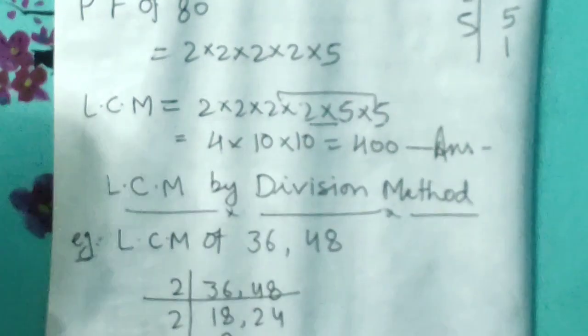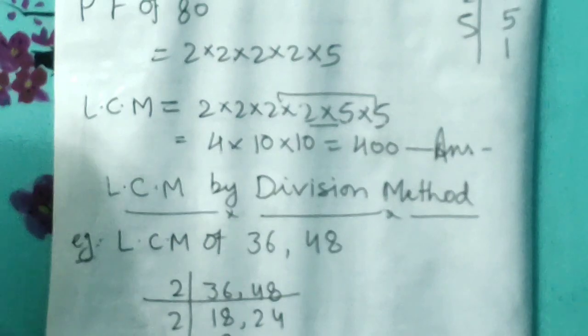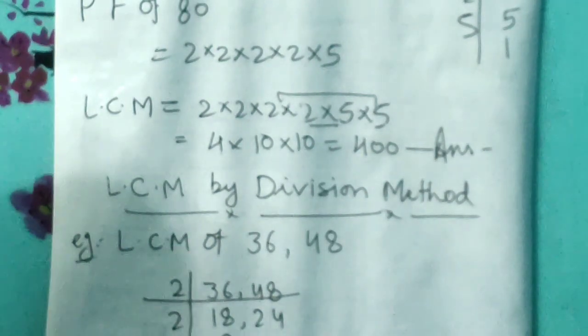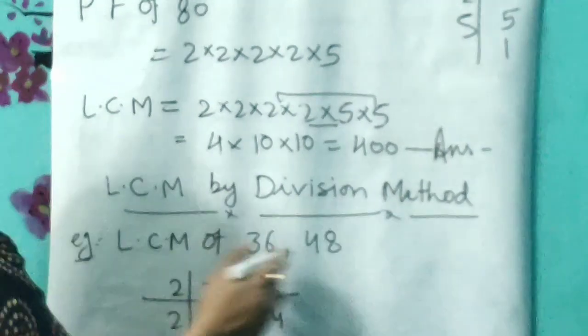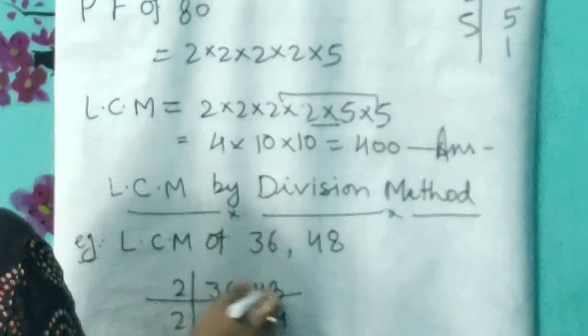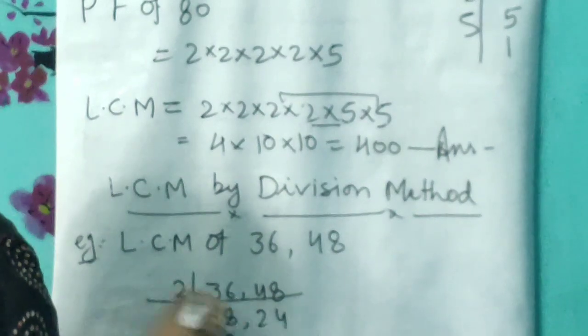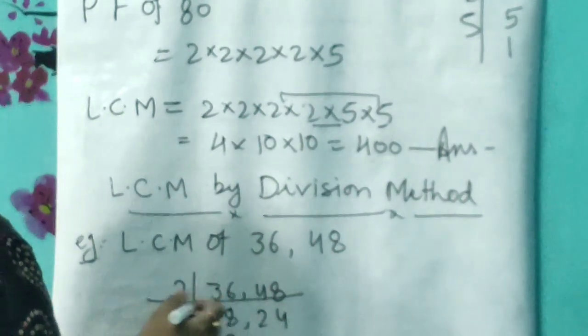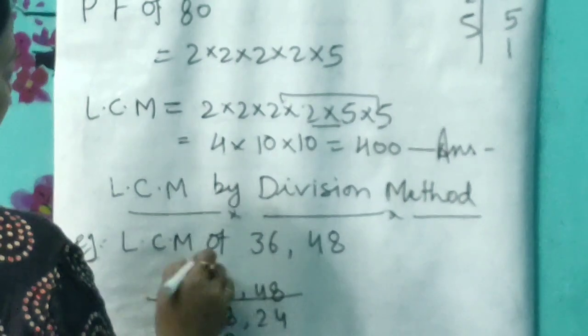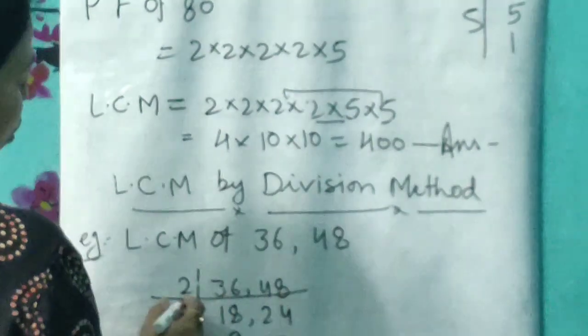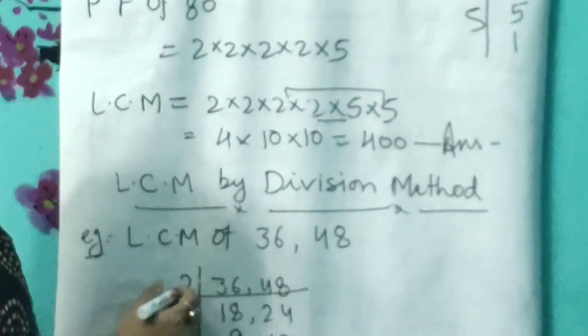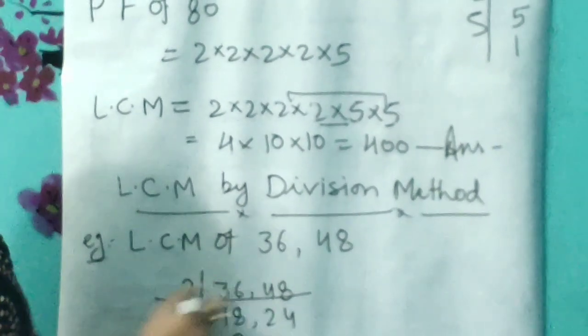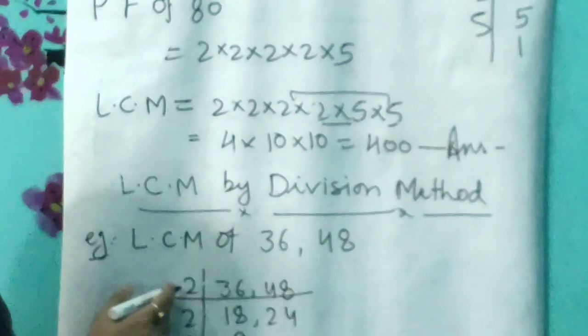Now the next method by which we can find the LCM is the LCM by division method. The prime factor method is over. Now next is the division method. To find the LCM by division method, we will take both the numbers together and divide them. Here you see 36 and 48: you have to find the LCM of 36 and 48. You divide these two numbers by a common number with which both are divisible. We will start with the smallest prime.